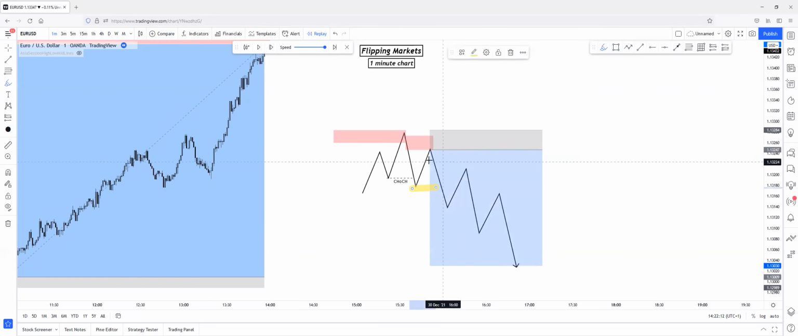So break of structure here, stop loss into break even. Break of structure here, stop loss here. Break of structure here, stop loss here. So the same concept goes on for the short opportunities.